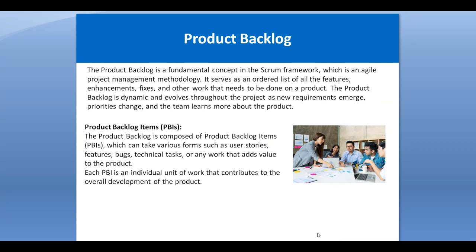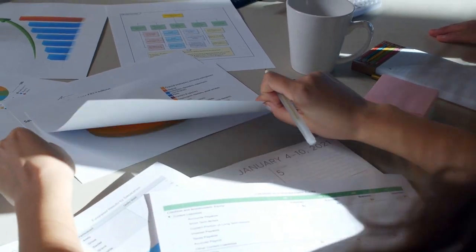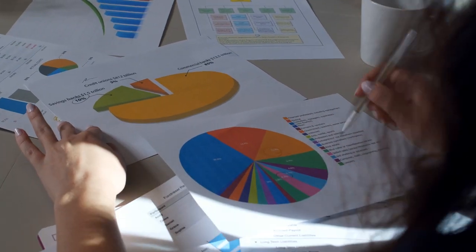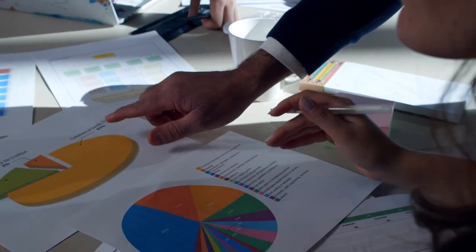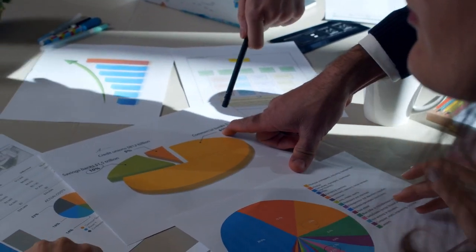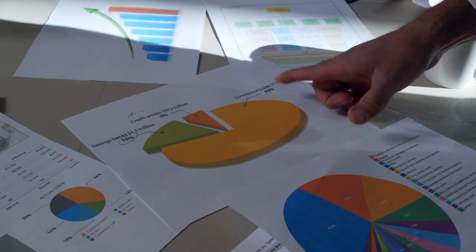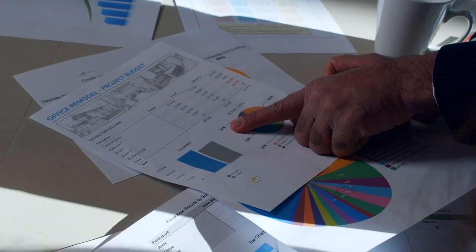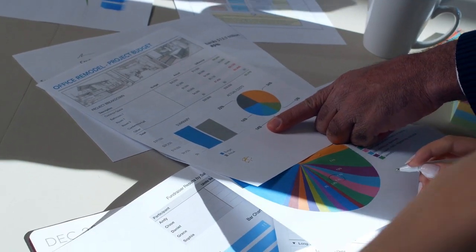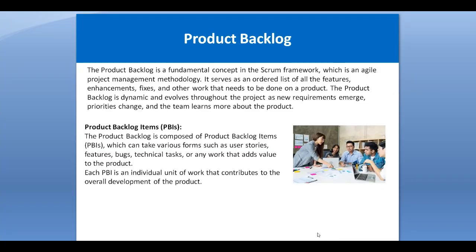Today we shall discuss the topic of product backlog. Friends, product backlog is a fundamental and very important concept in the Scrum framework. Scrum is a framework based on the agile project management methodology, in which we divide the work into multiple chunks and deliver things with each sprint, with each chunk.